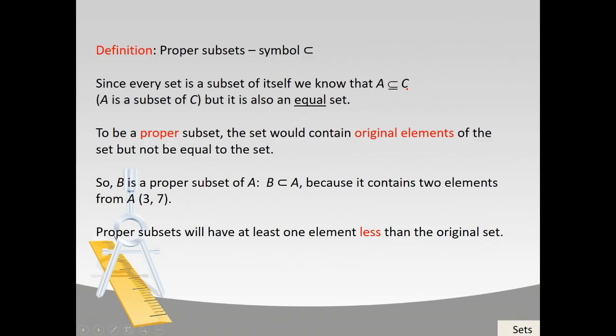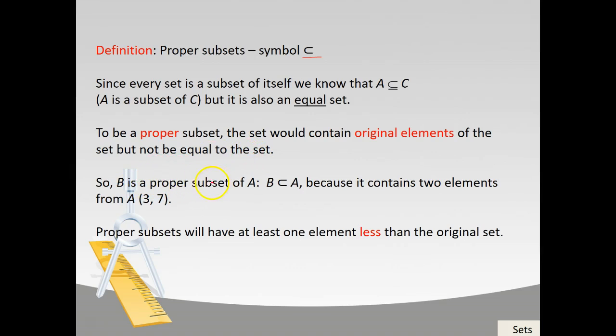Another definition is the definition for the proper subset. This has a symbol that looks like a stretched out C. If you remember, the subset was that stretched out C with a line underneath, which means equals. Your proper subset does not have that line underneath. It is more specific. Since every set is a subset of itself, we know that A is a subset of C. We just explained that on the last slide. But it is also an equal set. We had determined first that A equaled C. To be a proper subset, the set would contain original elements of the set, but not be equal to the set.